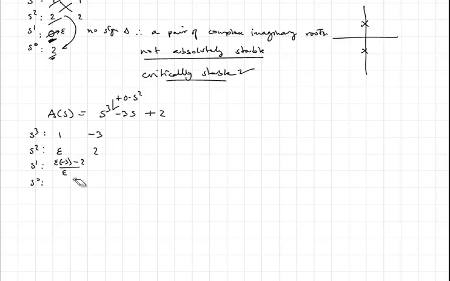So that's going to be minus 3 over negative, minus 3 minus 2 over epsilon. And then in the next row, we'll end up with 2. Okay, so now as epsilon goes to 0, we end up getting a negative infinity, right? Negative sign. So we have a sign change from above the 0 entry to below it.